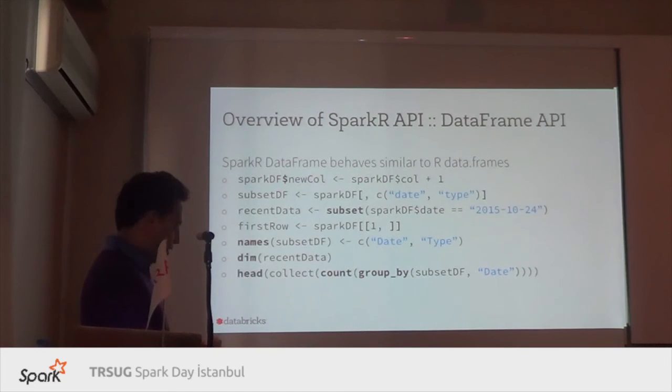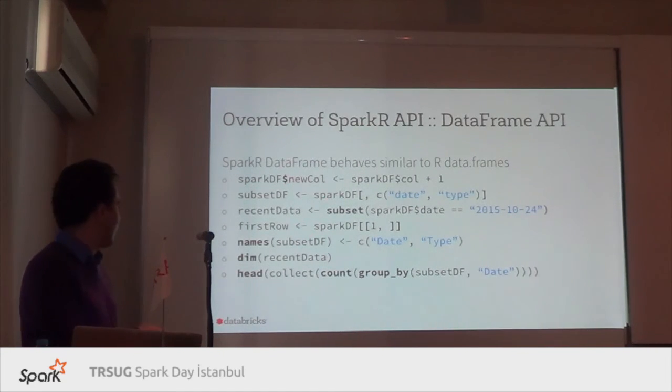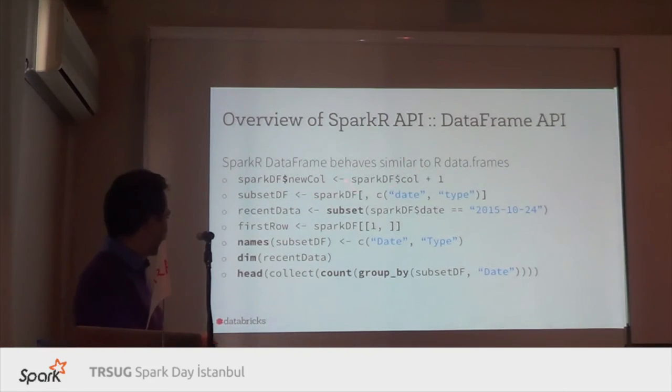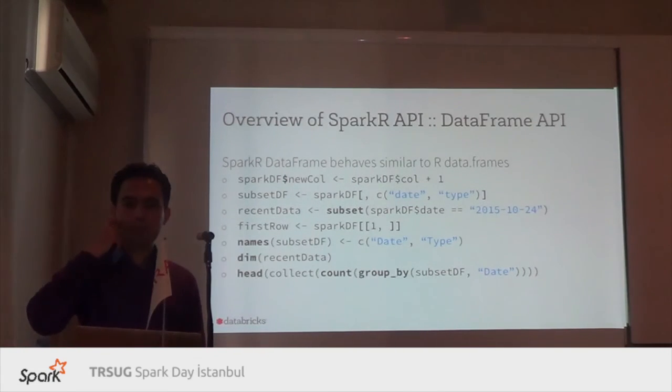So if you are familiar with the dollar sign in R, you can select a column by using dollar and the name of that column. You can create a new column in your data frame by basically assigning something to it. Here I'm getting a column and adding 1 to it, and then assigning it as a new column in my data frame. So the Spark data frame at the end of this line will have an additional column.